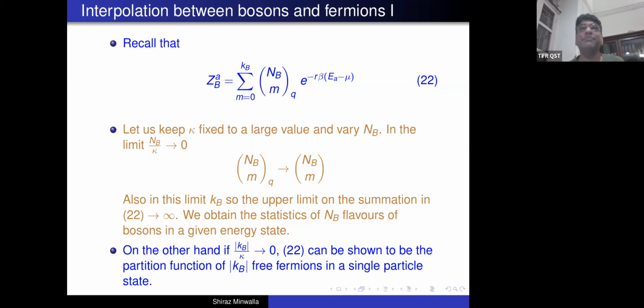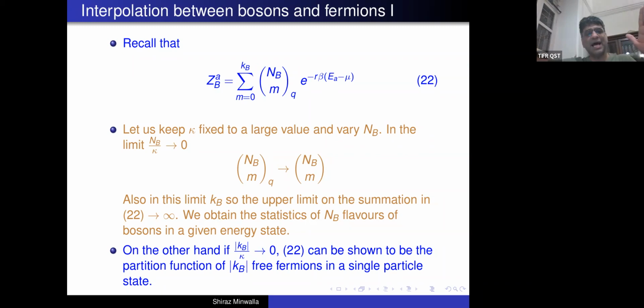Okay. Something else that I want to say, but I will also say it very quickly since I'm running out of time, is that this formula for the single particle partition function that I've written on the slide has an interesting property. If we keep kappa, which is n plus k, held fixed, and then vary k, so we keep the sum of n and k fixed, but we change k starting from 0 and taking it to kappa.